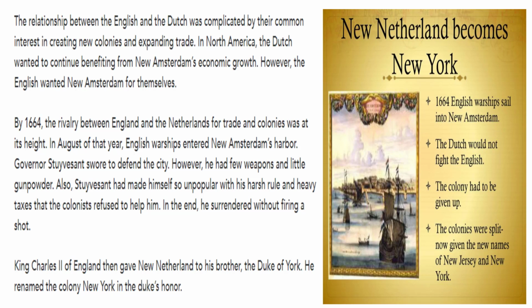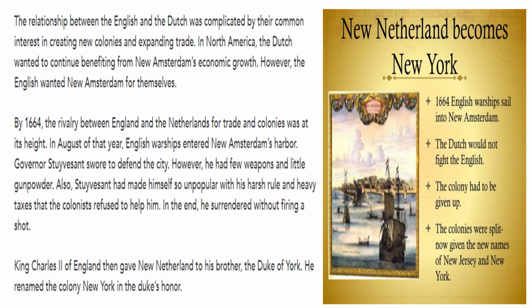Governor Stuyvesant swore to defend the city. However, he had few weapons and little gunpowder. Also, Stuyvesant had made himself so unpopular with his harsh rule and heavy taxes that the colonists just refused to help him. In the end, he surrendered without firing a shot.